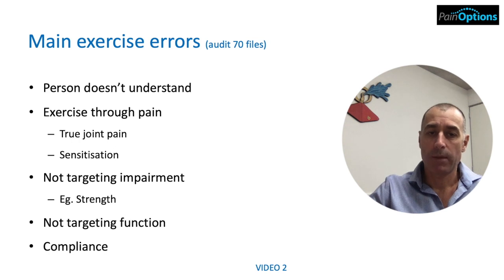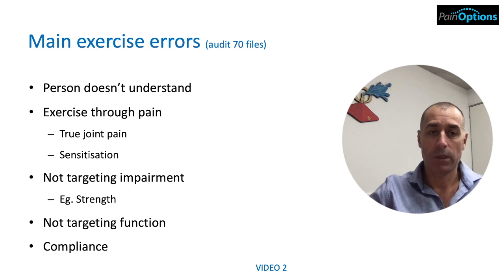The second one is that people exercise through pain, and that doesn't work well in two instances. If someone's got an irritated, swollen knee, and they're given this message that you just need to build up and push on, that will often just aggravate their knee. So that can be with true joint pain, where the amount of exercise isn't helpful.